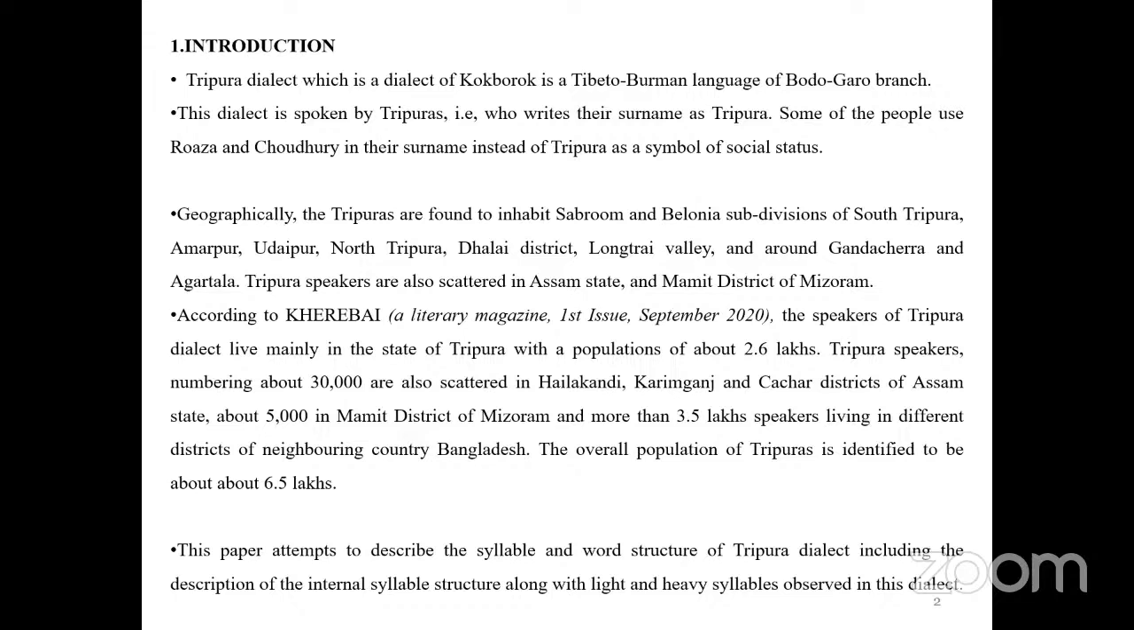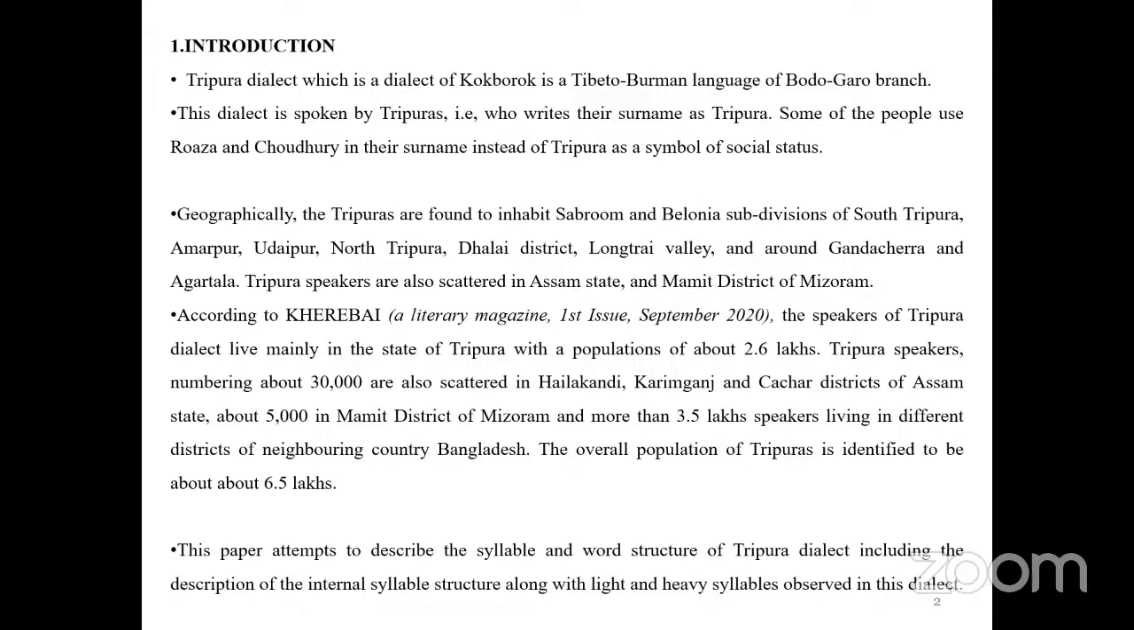Some of the people also use Reang and Chaudhuri in their surname instead of Tripura as a symbol of social status. And geographically, the Tripuras are found to inhabit the southern part of Tripura, also in the district of Gomati, that is in Amarpur, and also in Udaipur district, also in North Tripura, Dhalai, and Longtarai Valley as well. And Tripura speakers are also found in the state of Assam and in Mamit district of Mizoram.